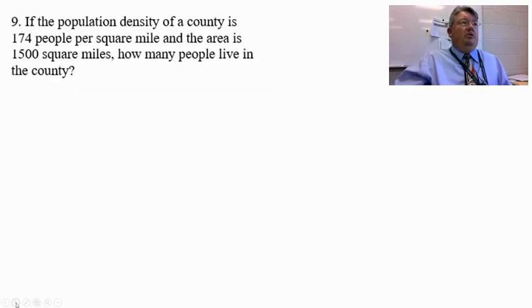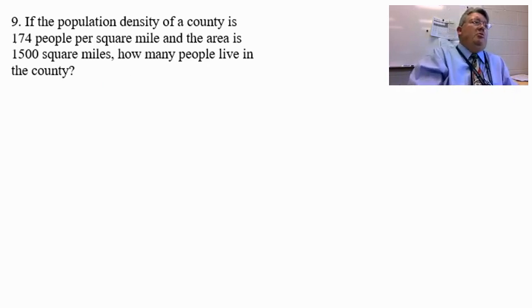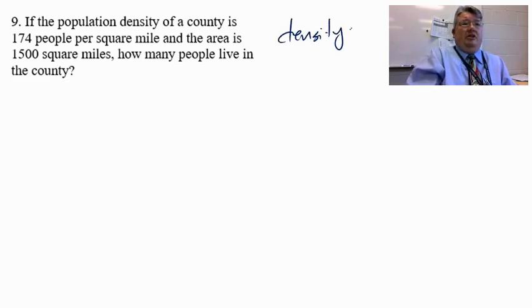Cool. Next one. Population density of a county is 174 people per square mile. So this gives me the density. And remember, density is equal to the amount of stuff over the amount of space that it takes up.